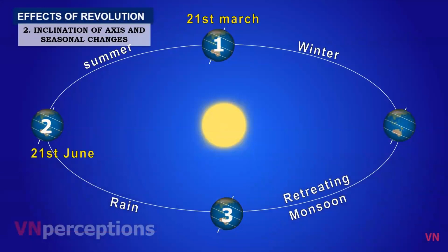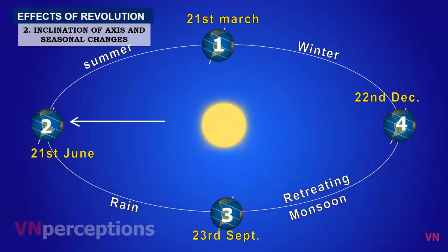In the third position, it is 23rd September. And the fourth position, it is 22nd December. When the earth is in the second position, if you look carefully, the northern hemisphere is facing the sun. And when the earth is in the fourth position, the southern hemisphere is facing the sun.